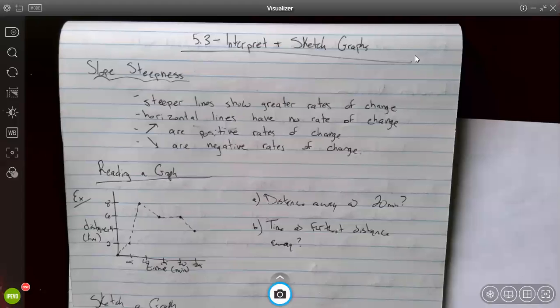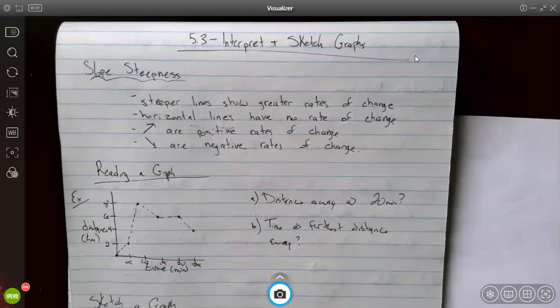Hey guys, I have a nice, quick, easy lesson for you today, all about reading and drawing graphs. So if you have some graph paper, now would be the time to get it out. Okay, so this is lesson 5.3, interpreting and sketching graphs.